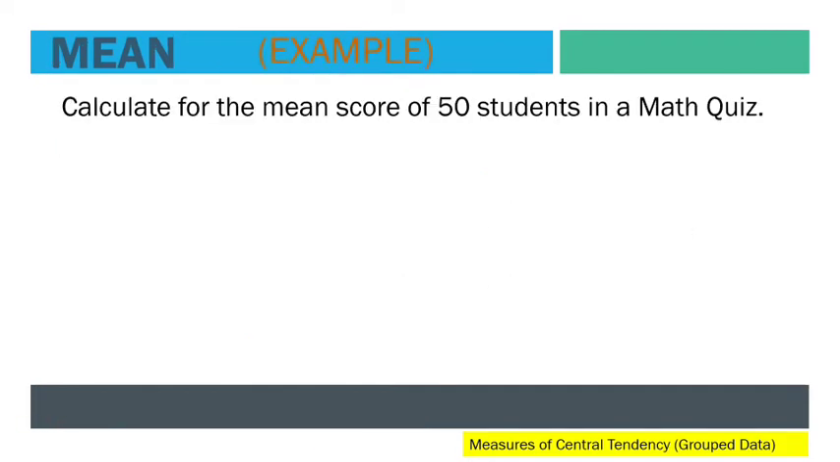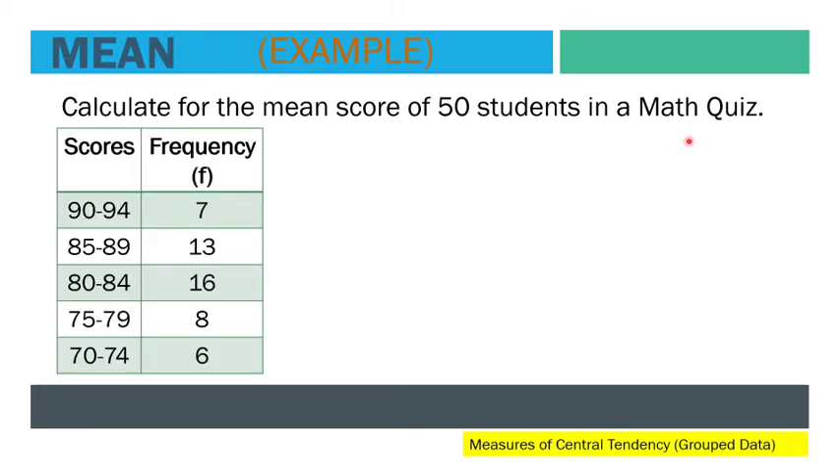Okay, for our example, calculate the mean score of 50 students in a math quiz. This is the data in a frequency distribution table already. It has two columns. As you can see, the first column pertains to the score, which is written in interval form. So we have 90 to 94, 85 to 89, 80 to 84, 75 to 79, 70 to 74. Again, this pertains to the scores of the students.